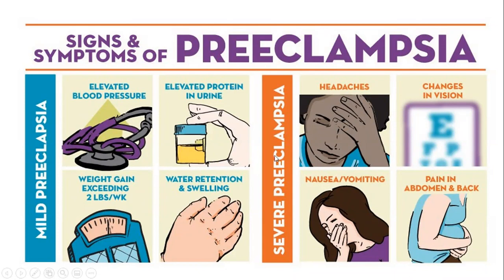In case of severe pre-eclampsia, we can see the patient has a severe headache, change in vision, difficulty of vision or blurred vision, nausea and vomiting, and also pain in the abdomen and back. So if my patient has pre-eclampsia and we do not treat it, pre-eclampsia can lead to eclampsia. When a patient has signs and symptoms of pre-eclampsia with convulsion, we call it eclampsia.